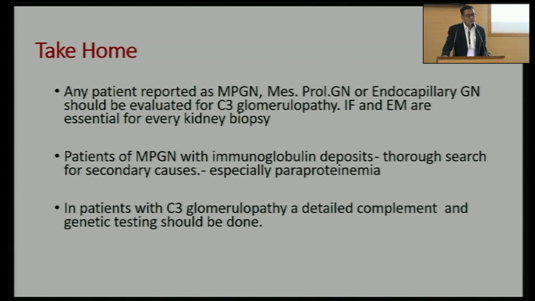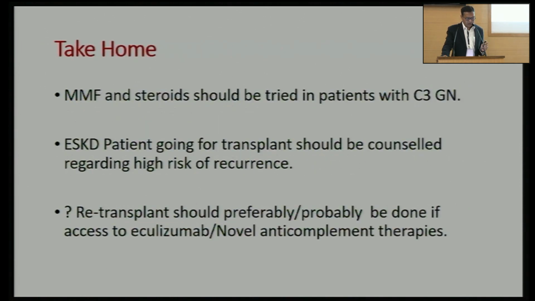In MPGN with immunoglobulin, you should do a thorough search for secondary causes. Detailed complement and genetic analysis should be done in patients with C3GN. MMF and steroid are the first-line agents. Transplant patients should be counselled regarding the high risk of recurrence. And the transplant should only be done if it is a retransplant, or if there is access to a novel anti-complement agent or eculizumab. I am not sure about this. This is a question mark.